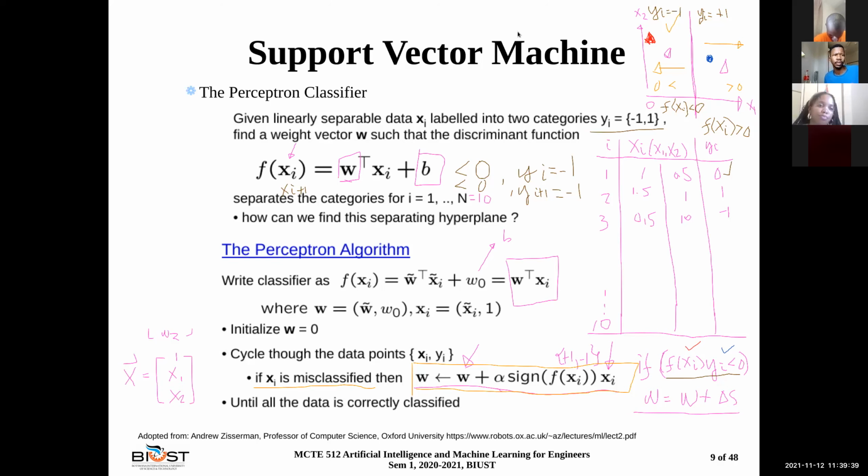Any question? I have a question. You have a question, Mr. Gopal? Yes, it says where w is equal to w tilde, comma w naught, and xi is equal to xi tilde, comma 1. What's that 1? Yeah, it's a 1. It is a bias. This is the bias. I need a space to write.